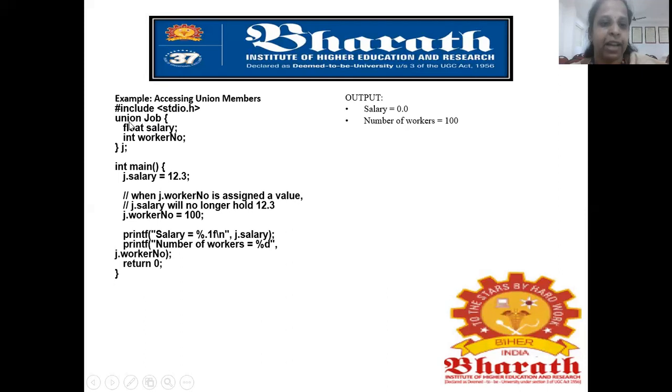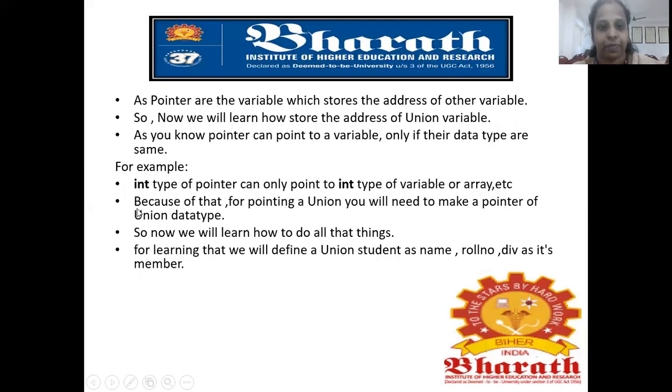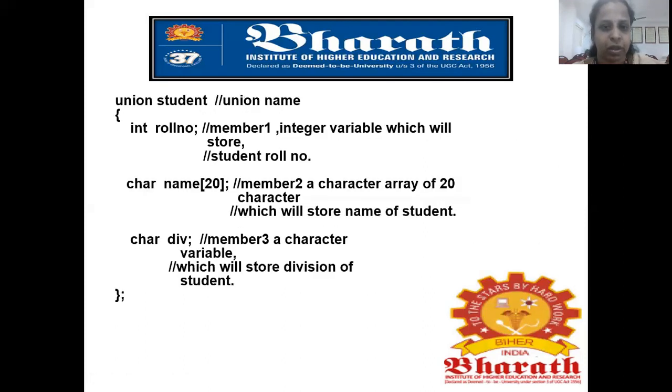So first is the header file. Next is union, the keyword for union is union. Next is job, the name I've given for the union. Next is my declaration of the variables: salary and worker number, that is, the salary and the number of workers. So this is a way by which we can access the union member by using a dot operator. These are the members: this is the first member, this is my second member, and this is the third member. So these are the three variables I'm going to use. Whichever occupies more memory, that is stored in my memory location.